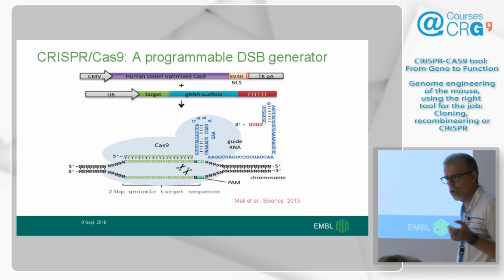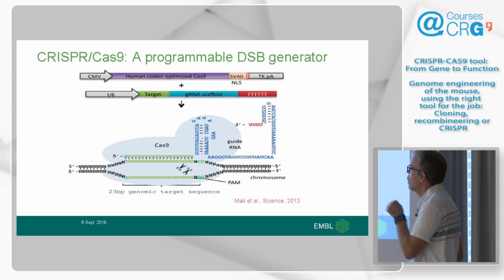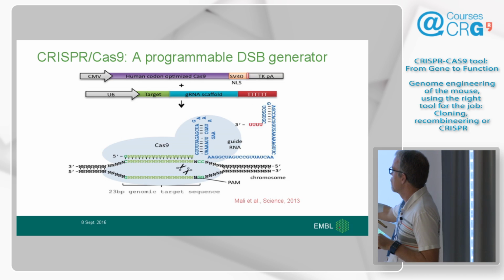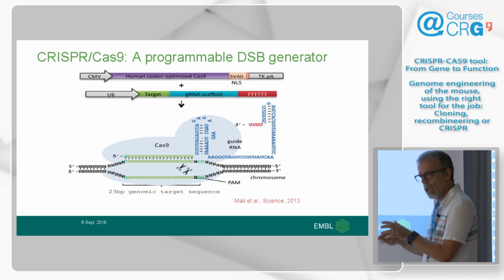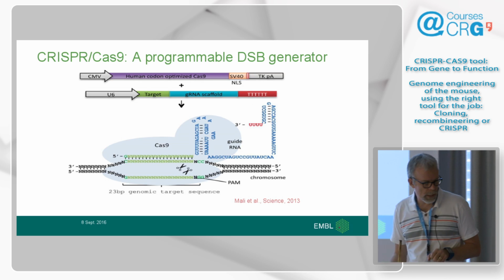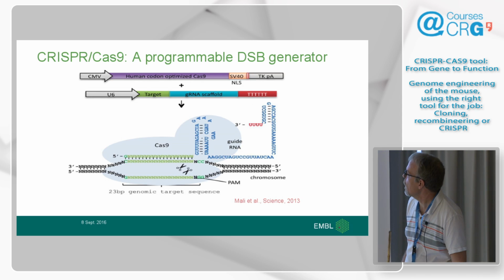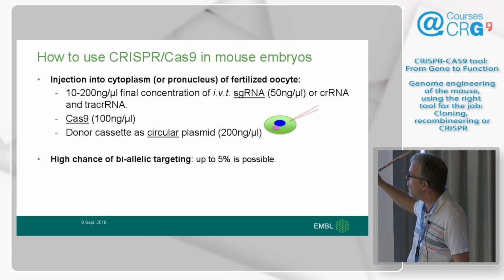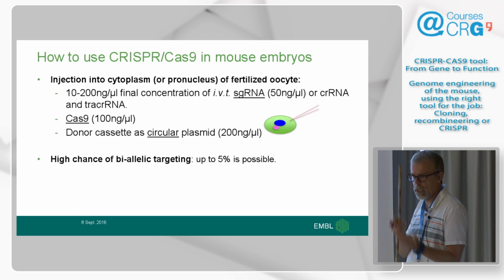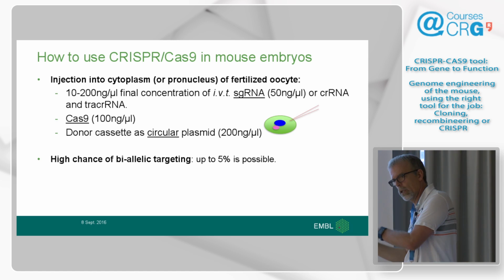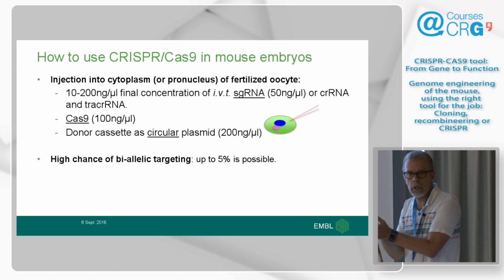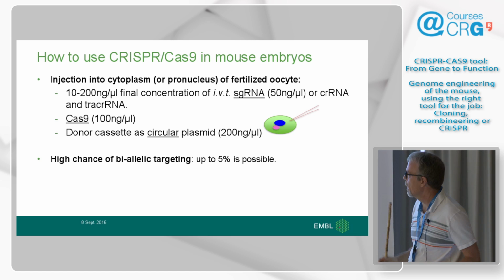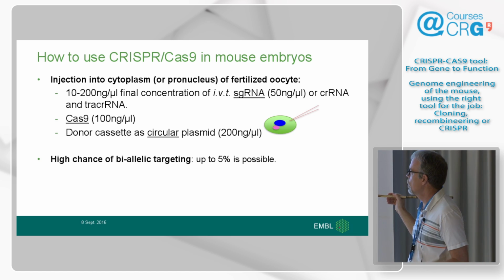You can make it in vitro. You can make it in vivo. You can go in with the plasmid. So here's a single guide. A lot of people are going to dual guides now. I won't spend any time going into this because this is what you guys are doing. But you can inject them into the cytoplasm or the pronucleus. Now you have your targeted break, and then there's a good chance you'll get what you want.